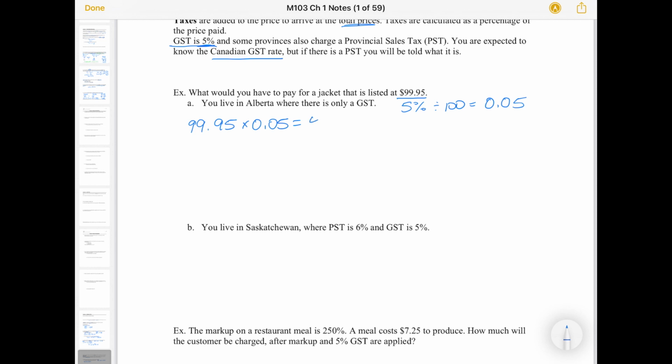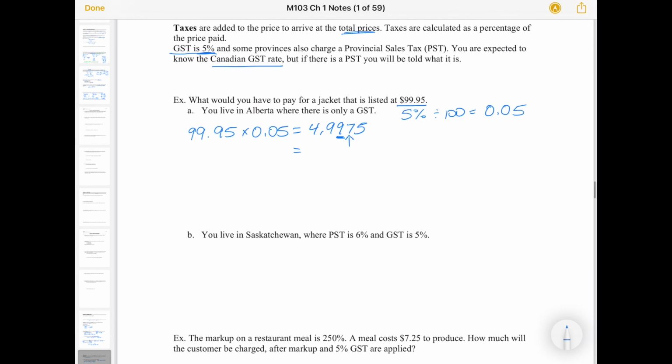It's going to give me a 4.9975. That was the number in the calculator. Let's talk about this number in the calculator. So money only ever goes to the hundredths digit because that is a penny. So I would need to round my 9 here to the nearest penny. So 7 is bigger than 5, so I need to round up. So this 9 rounds up, but to a 10, my $4.99 becomes $5.